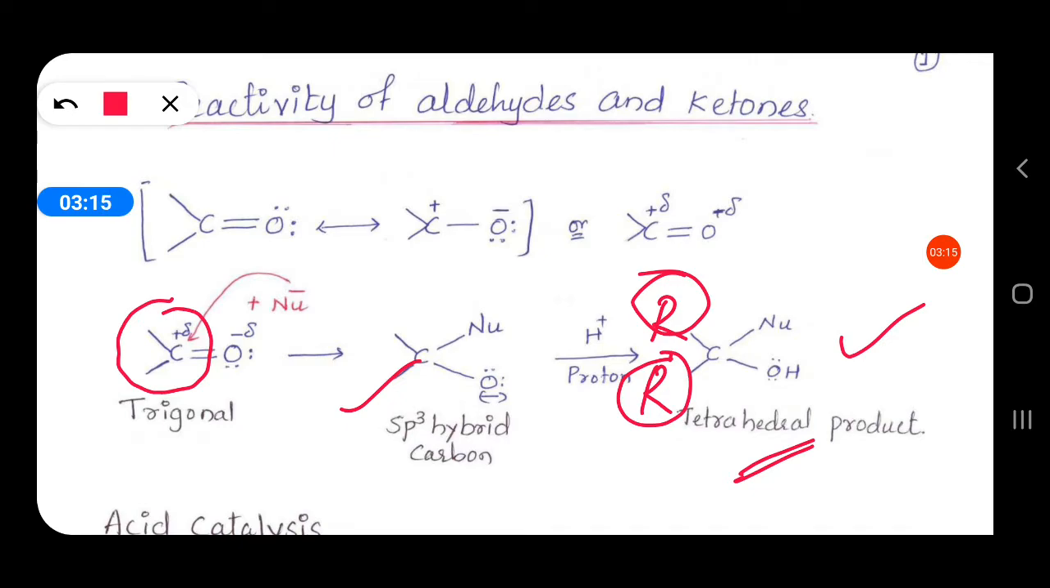But in aldehydes, one R group is always hydrogen, and only the other R group is an alkyl or aryl group. So steric hindrance is very small, and the reaction takes place normally. But in ketones, the steric hindrance is expected, therefore the nucleophilic attack on the carbonyl carbon in ketones is retarded, or very slow.